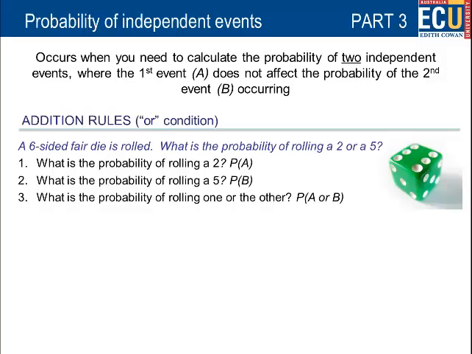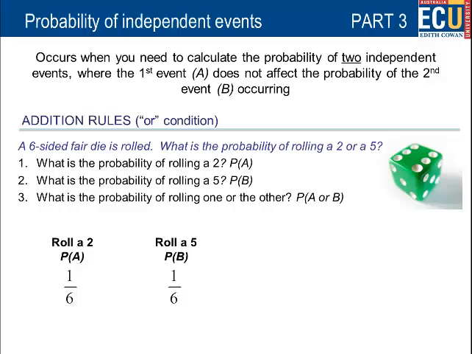So the first one is, what is the probability of rolling a 2? Well, again, we know that a die has 6 sides and that there is only one 2 on a die. So the probability of rolling a 2 would be 1 over 6. For the second event, what is the probability of rolling a 5? We know again that the die has 6 sides and there is only one 5 on a die. So the probability of rolling a 5 is 1 over 6.